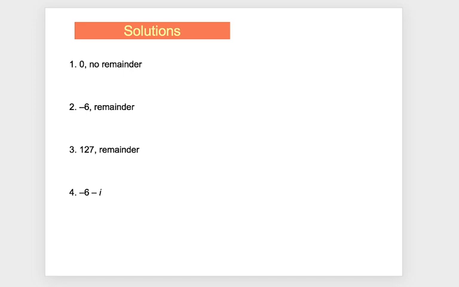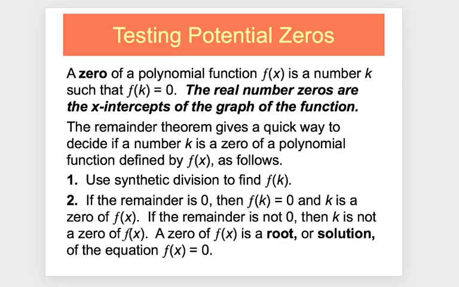So any questions so far? Again, for number 4, I wouldn't worry about that too much. But if you happen to try it, then you would have seen that that was the evaluation. So moving along. All of this is going to relate to something called zeros.